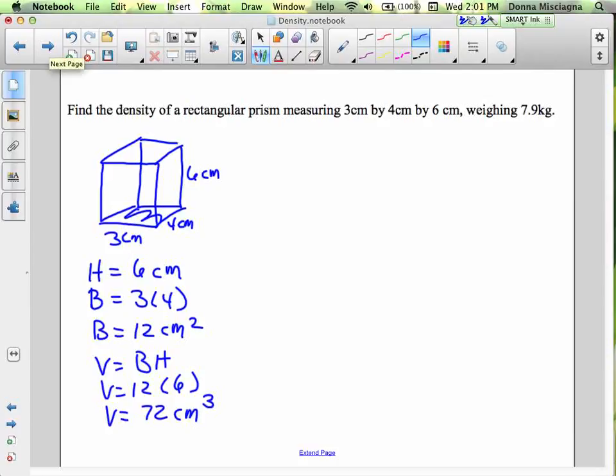So we have the volume. How about our mass? Purple 3, what was the mass? Mass was 7.9 kilograms. Okay. Right, and so now let's set up the density. Anybody at the orange table?